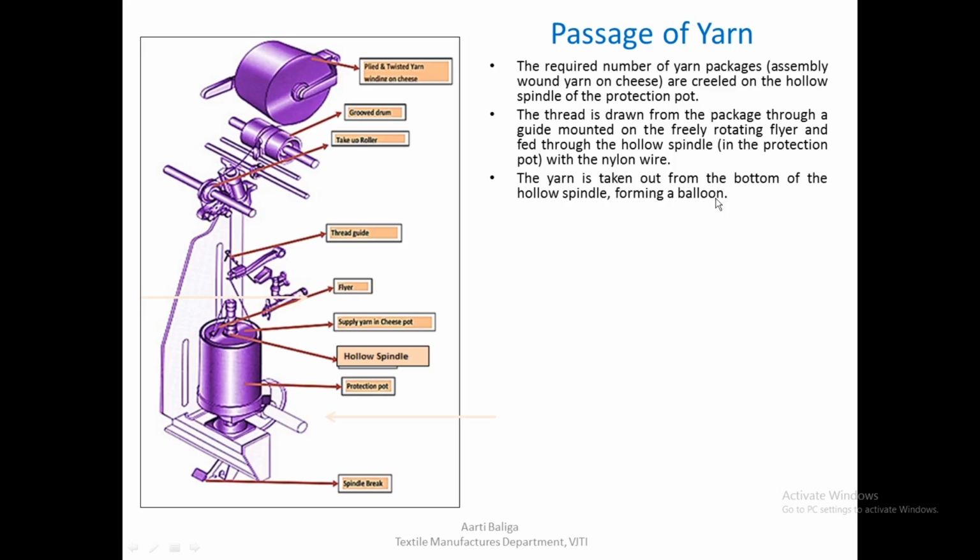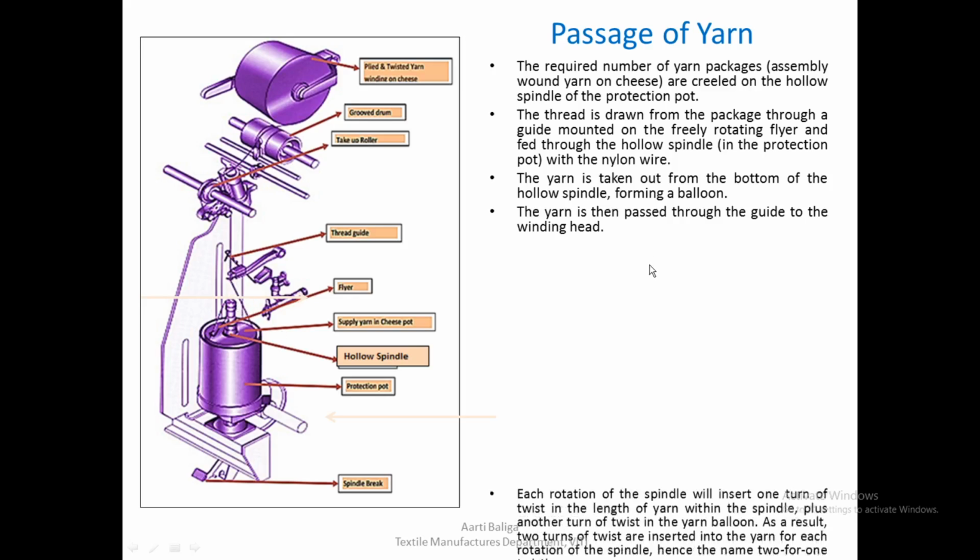The yarn is taken out from the bottom of the hollow spindle, forming a balloon. So we will have yarn coming out of the bottom, and it forms a yarn balloon. The yarn is then passed through the guide to the winding head. So the yarn will then go to the winding head through this particular guide. So this is the passage.